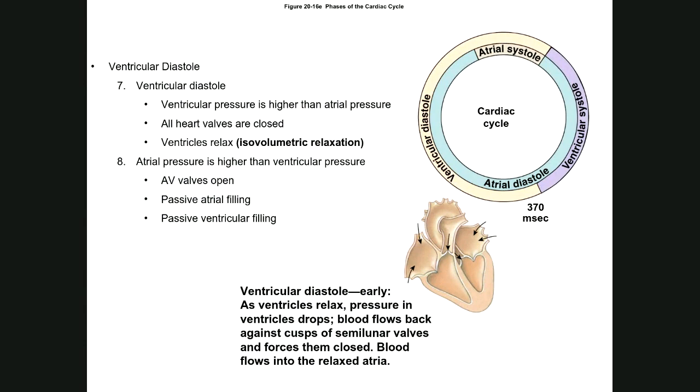As the ventricle relaxes, the pressure in the ventricle drops. The blood flows back against the cusps of the semilunar valves and forces them to close. The blood flows into the relaxed atrium, because the atrioventricular valves are going to be open, and passive atrial filling occurs, and the cycle will restart again.